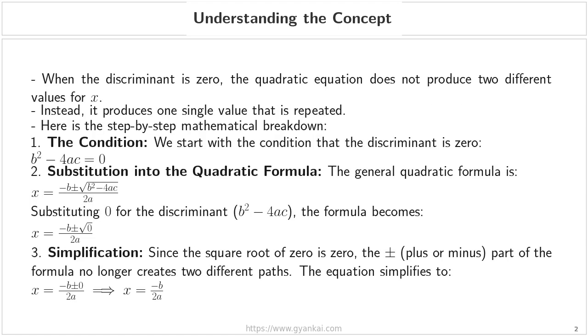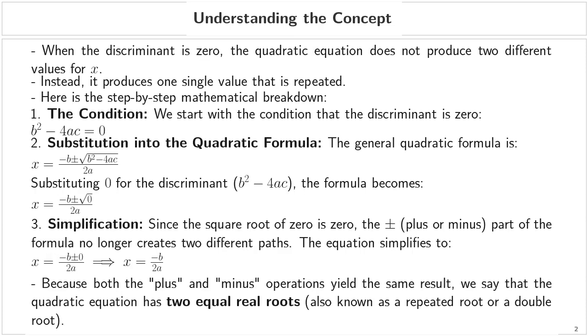Finally, we simplify. Since the square root of 0 is simply 0, that plus or minus part of the formula no longer creates two different mathematical paths. Adding 0 or subtracting 0 doesn't change the numerator, so the equation simplifies beautifully to just x equals negative b over 2a. Because both the plus and the minus operations lead us to the exact same result, we conclude that the quadratic equation has two equal real roots.